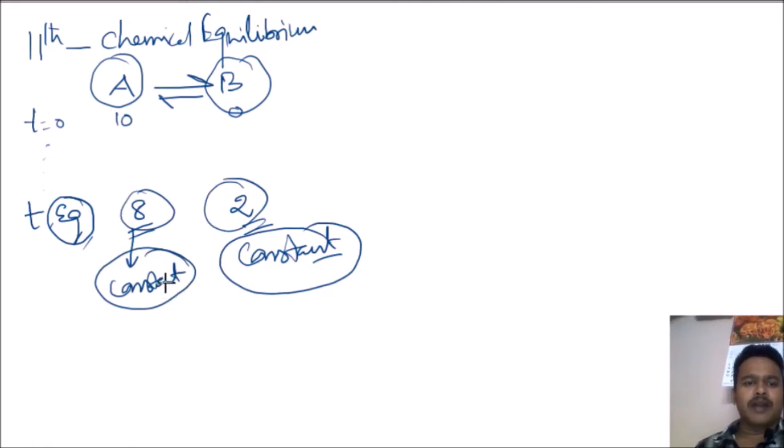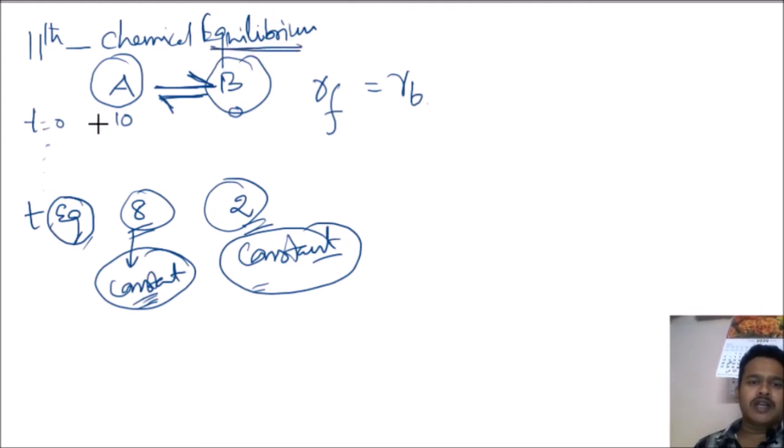How are they maintaining constant values? By doing forward and backward reactions, because their rates are equal. The rate of forward reaction is equal to the rate of backward reaction. That is why they can maintain constant values at a particular state. That state you studied as the equilibrium state.